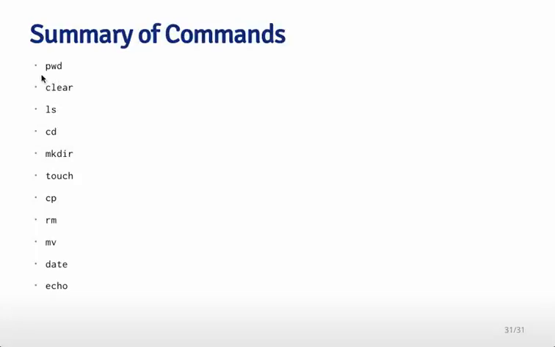So the summary of commands are pwd, which is print working directory and tells you what directory you're in. Clear, which clears the screen. ls, which lists the files in the current working directory. cd, which allows you to change working directories. mkdir, which creates a new directory. Touch, which creates a new file. cp, which copies a file. rm, which removes a file or directory if you use the -r flag. And mv means moving a file or renaming a file. And then date and echo are ways to look at the date or to echo out a particular command.